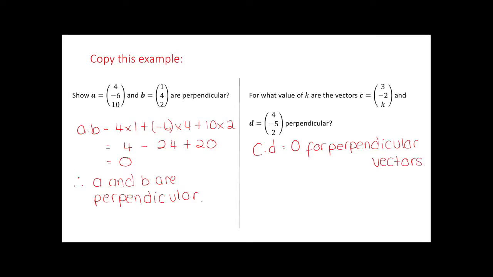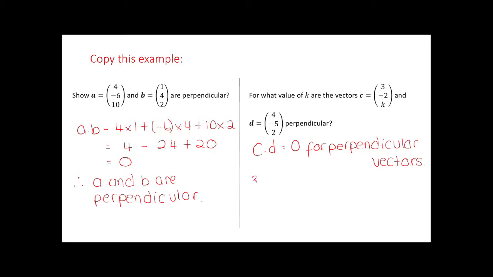So it's always nice at the start to write out the knowledge that you have. So how are you going to be able to show this? Well, I'm going to be able to show it because I know that my dot product is going to be equal to 0 for perpendicular vectors. So always try and be as clear as you possibly can.